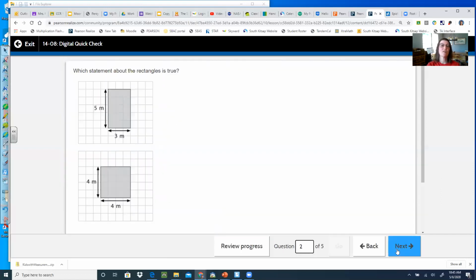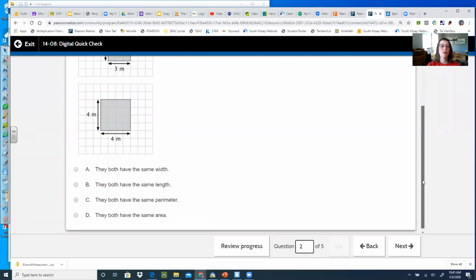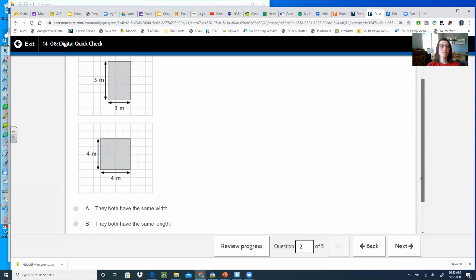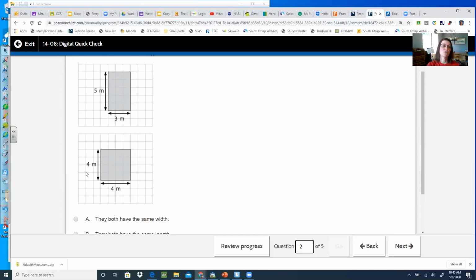Okay, which statement about the rectangles is true? So we have a 3 by 5 and we have a 4 by 4. They both have the same width. Is 3 equal to 4? They both have the same length. Is 4 equal to 5?